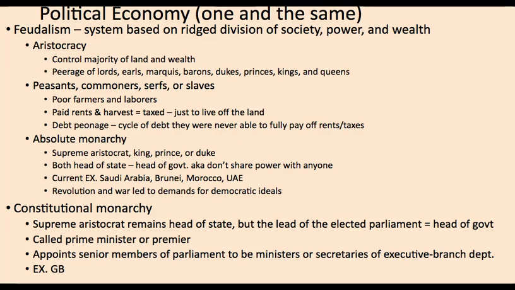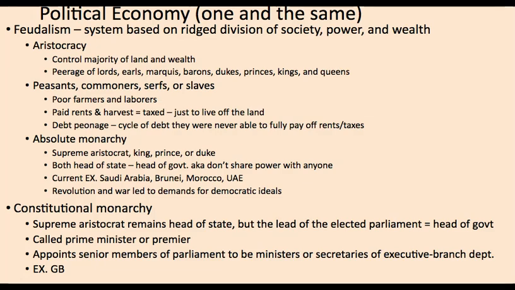Feudalism is a social, political, and economic system that's got a very set breakdown of who's got power and who's got the wealth and who's got influence. There's an aristocracy involved. The wealthy landowners are the lords and the marquis and the barons, the dukes and the princesses, things like that. And then there is the peasants, commoners, serfs, slaves, poor laborers. They pay rent, pay in their harvest, they get taxed. Again, debt peonage comes into play here, where if you can't pay your taxes or your rent, you're going to be forced to be a slave to work off that debt.